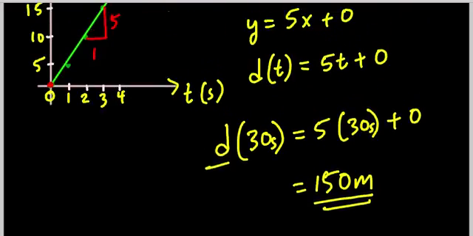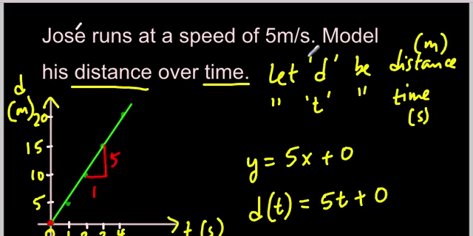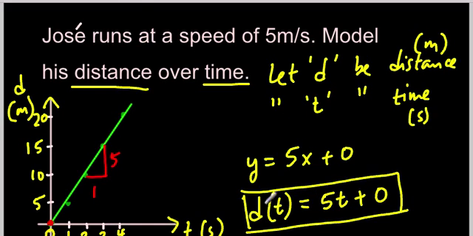The key thing I want you to understand is that we have modeled Jose's running speed through this equation. This equation is modeling how Jose runs. And that's a simple example of modeling.